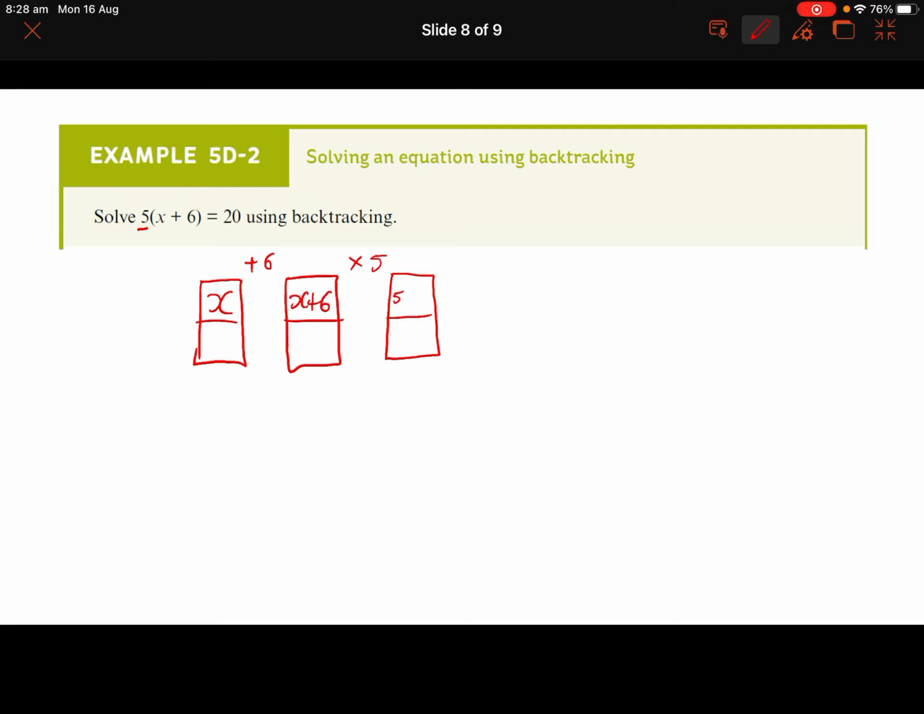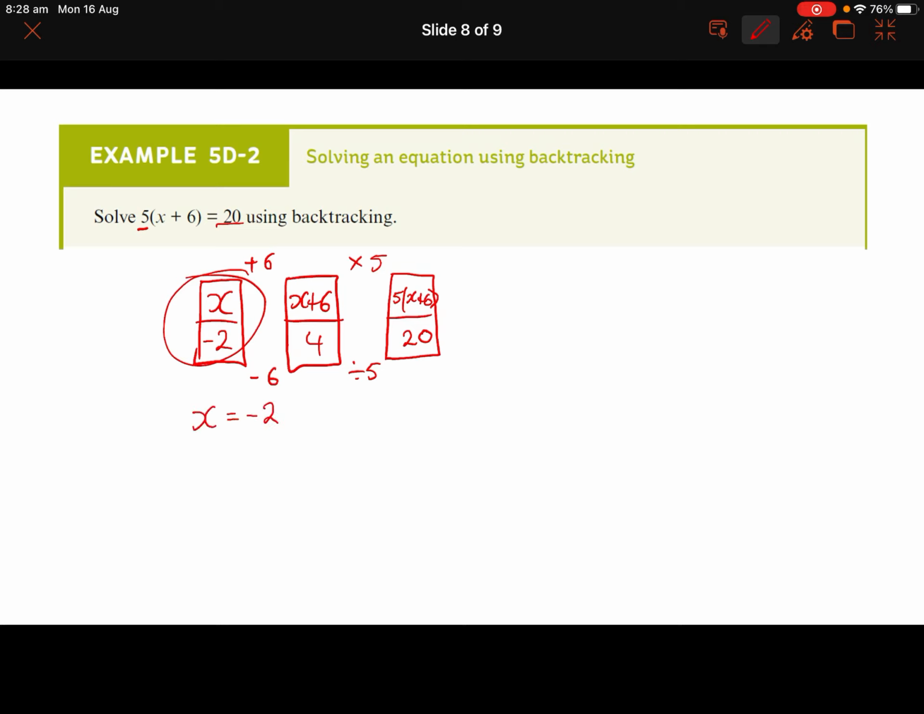All right, so once you do that, you end up with 5x plus 6. And it equals 20, so the 20 goes underneath. In order to solve, we use our inverse operations. So instead of times 5, we're going to divide by 5. 20 divided by 5 is 4. And then instead of plus 6, we're going to minus 6. So 4 minus 6 is negative 2. Therefore, x equals negative 2.